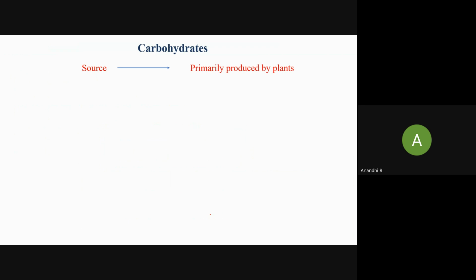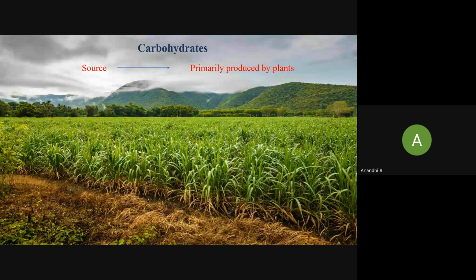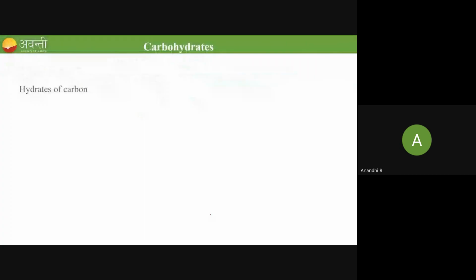Moving on to the introduction and classification of carbohydrates. The main sources of carbohydrates are primarily produced by plants. Got it? And carbohydrates were called hydrates of carbon in olden days. So in olden days, hydrates of carbon were called carbohydrates.